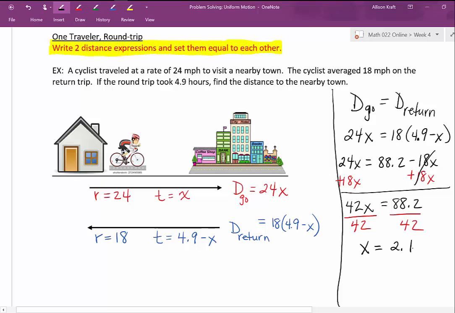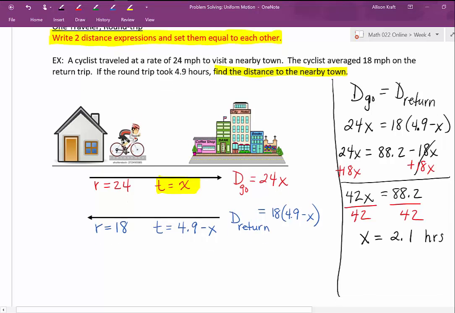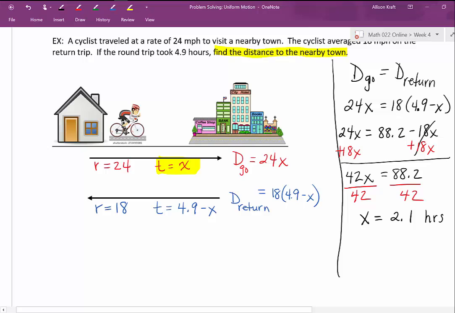I want to go back, reread the question, make sure I've answered the question they've asked. They want us to find the distance to the nearby town. When solving for x, we want to then look and see, well, what did x represent? x represented the time going, not the distance at all. So this is 2.1 hours. What we want to do, though, is actually answer the question and find the distance. ATQ is short for answer the question.